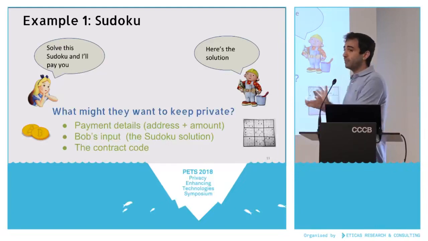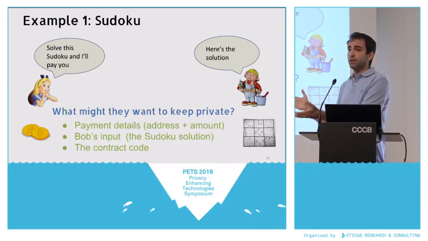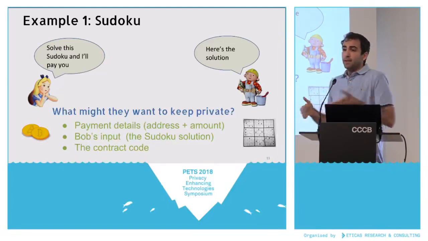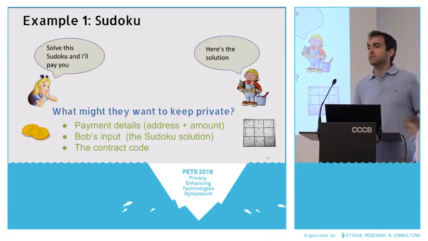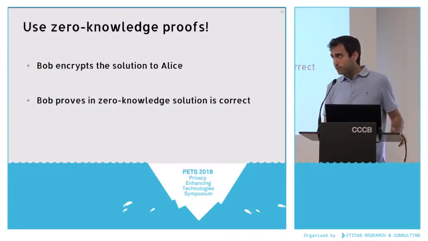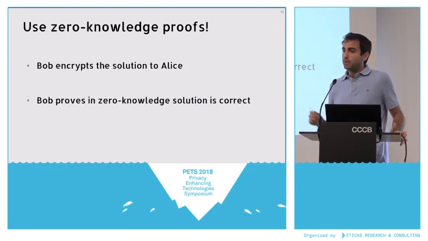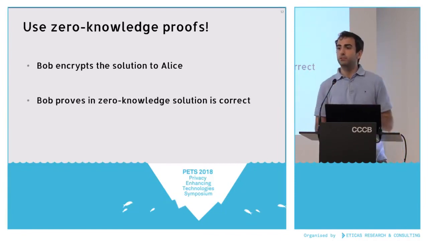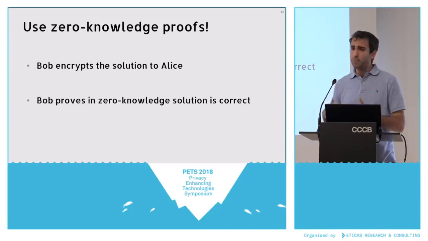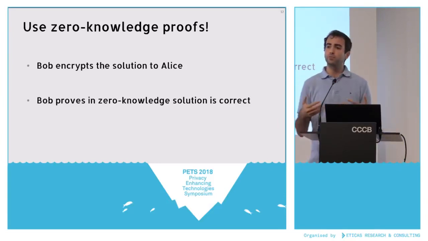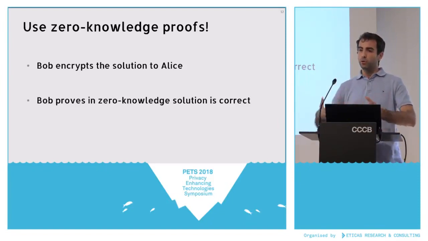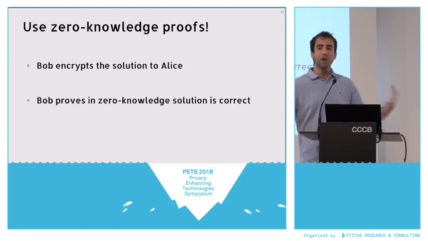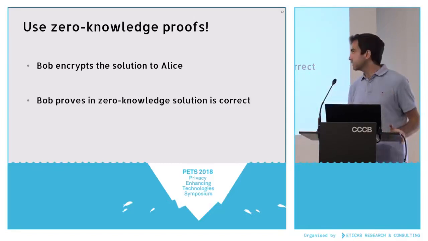Again, you can do this contract in Ethereum very easily. Just encode a contract that says, hey, give me a Sudoku solution, it verifies it, and it pays. That's fine, but we want privacy. So what can you do? Well, you can use zero-knowledge proofs for an example like this. Bob encrypts the solution to Alice and gives a proof that says this is the right solution. And in this way, Bob hides his input. I'm not going to get into the details, but there are ways to use zero-knowledge proof systems such that the circuit itself, or the code itself, is actually hidden from everyone else. So Alice and Bob can agree to the rules, but nobody else can see it.